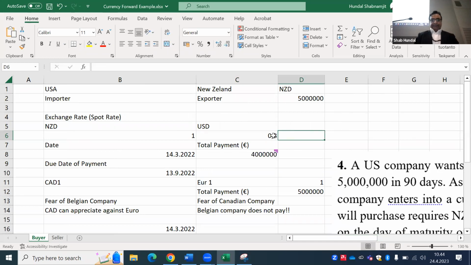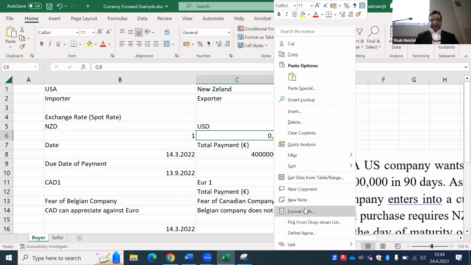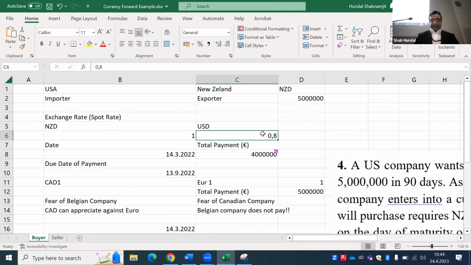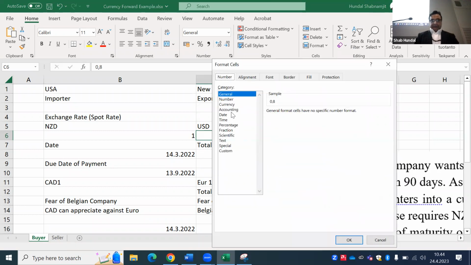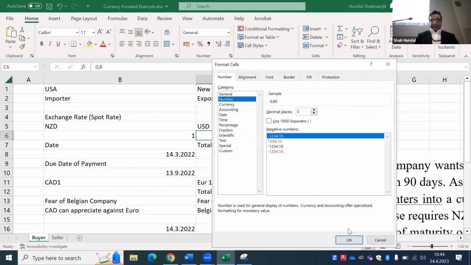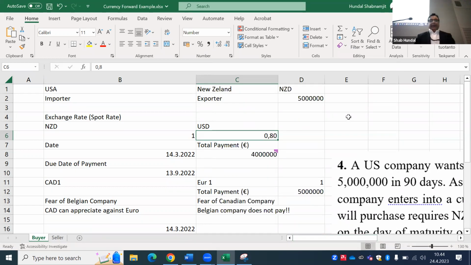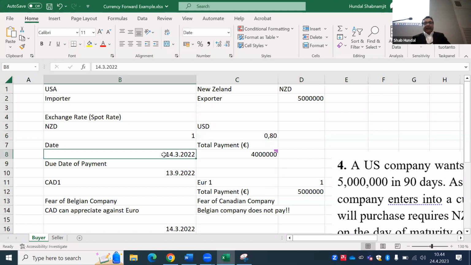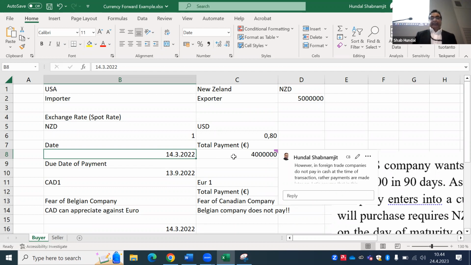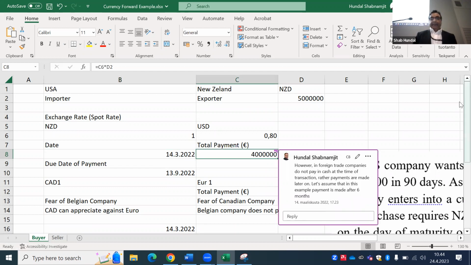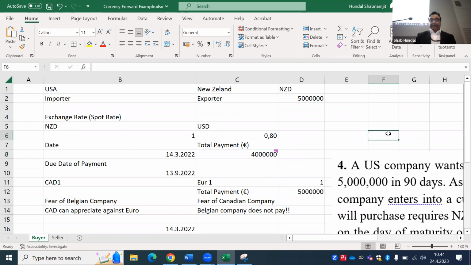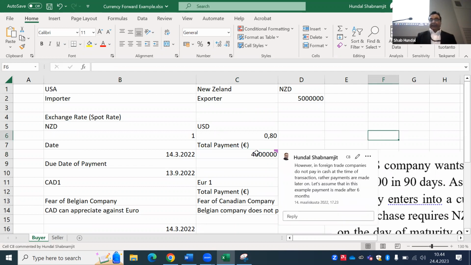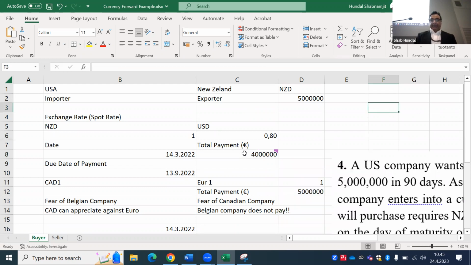It means that it has to be 2 digits. So I want to format that to 2 decimal points. If the payment is made now, let's call it 14th of March 22, doesn't matter. So if the payment has to be made today, the payment would be 4 million New Zealand dollars, the US dollar. Is it fine?